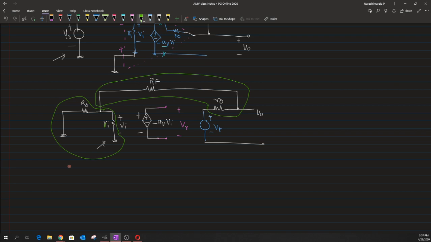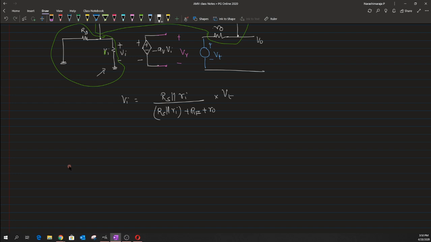Okay, so let me write this Vi as the drop across the parallel combination of Rs and Ri divided by the summation of both these impedances. It's a simple voltage division rule, nothing fancy here. Rf plus R naught, just because these two impedances were in series, we have just added them up, and that has been multiplied with the potential of Vt. Okay, and also one could write the value of this Vr as nothing but the product of the gain, which is Av times that of Vi.